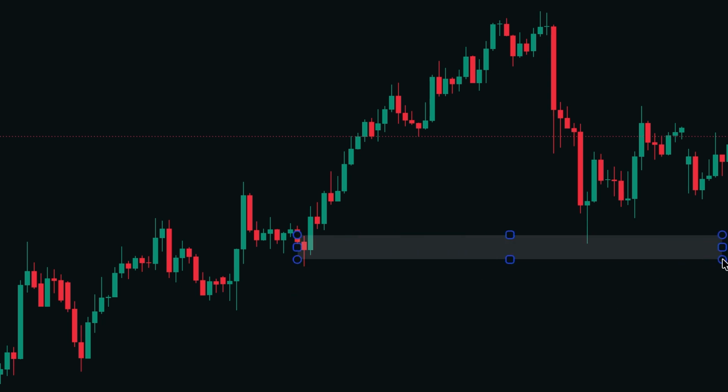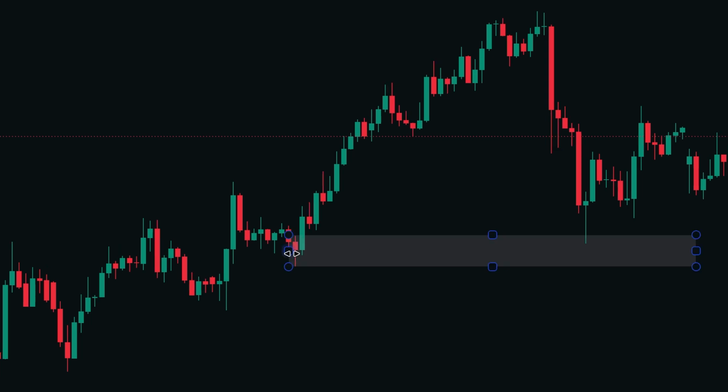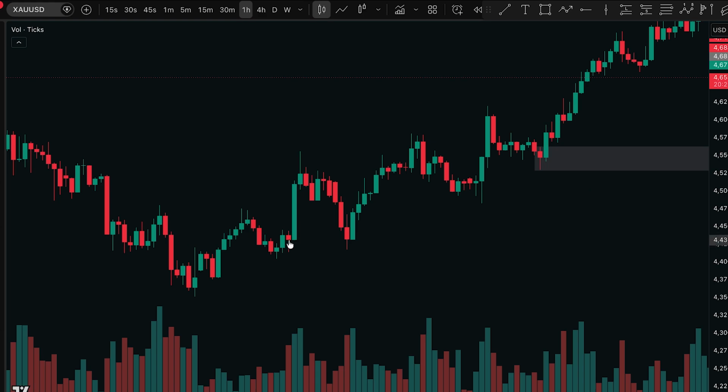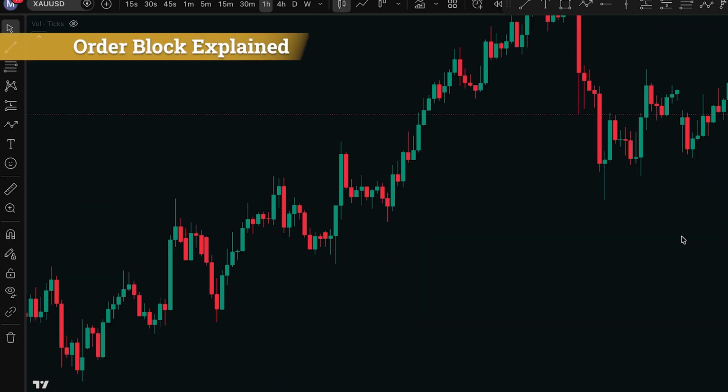And when these massive orders enter the market, price moves aggressively. That aggressive move leaves a footprint on the chart. That footprint is what we call an order block. So whenever you see a strong impulsive move, a large momentum candle, a sudden increase in volume, there's a high chance smart money was active there. And later when price comes back to that same zone, the market often reacts again, because institutions may still have unfilled orders sitting there.